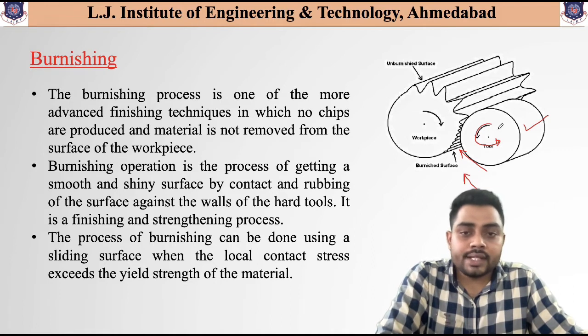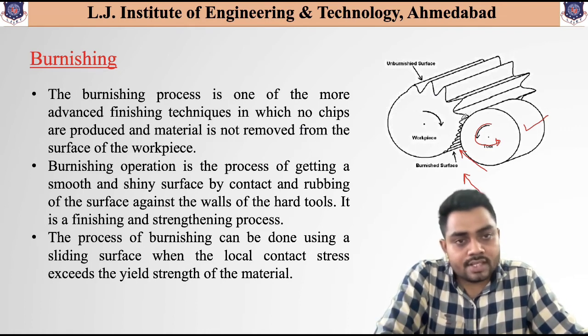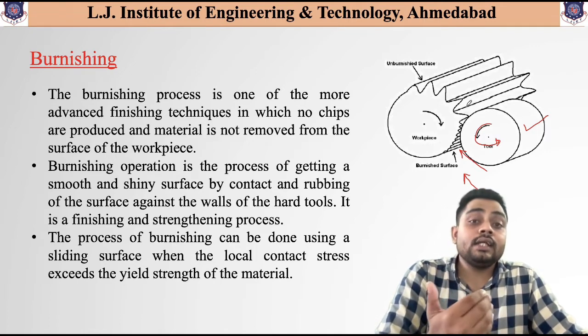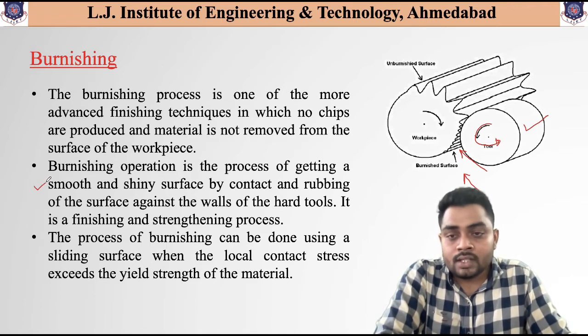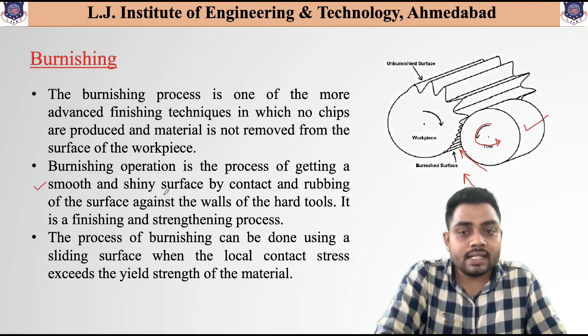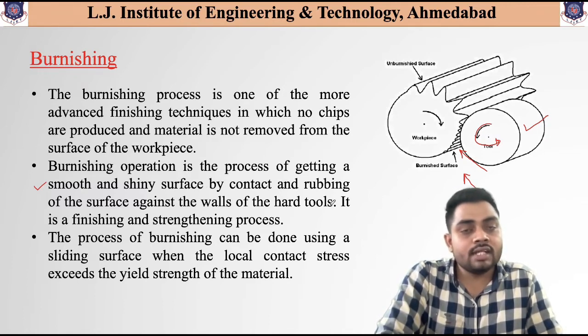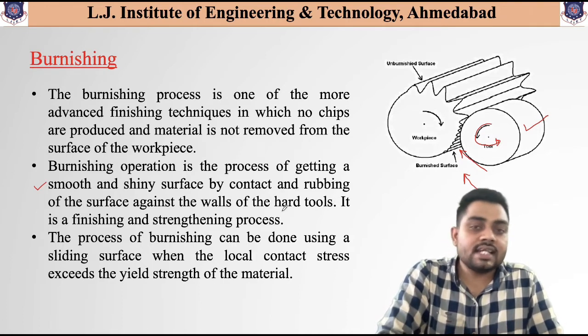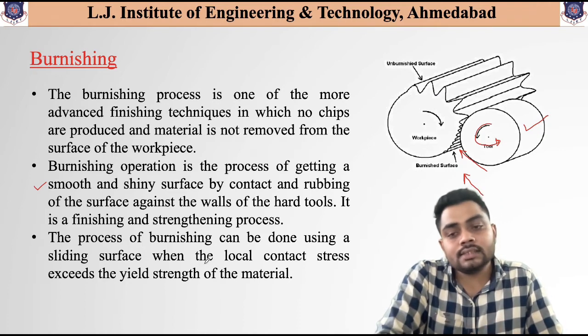As this tool is pressed towards the workpiece, it step by step plastically deforms the outer surface of the component, or the unburnished surface. It gets plasticized, and the overall surface of this component gets finished by using this rubbing action and the pressing action. Now as you can see over here, this burnishing operation is the process of getting a smooth and shiny surface by contact and rubbing of the surface against the walls of the hard tools, and it is mainly a finishing and strengthening process.